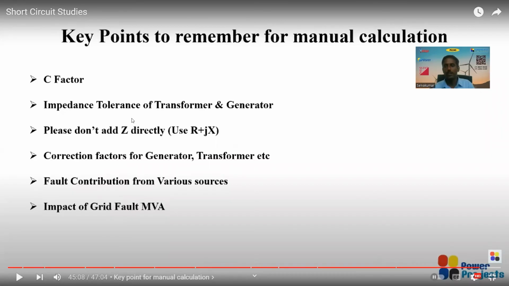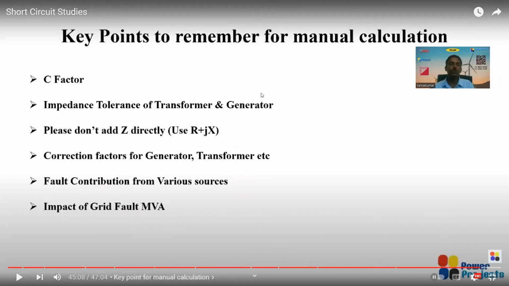You have to use negative tolerance for short circuit, and positive tolerance for all other studies. Ensure that you are using an impedance tolerance. Then for the generator, as per the standard, the tolerance is plus or minus 20% on X''d. Most manufacturers will commit to 15%. Ensure that you are using a tolerance for the transformer and generator while performing a short circuit study. If you miss the tolerance, when the actual impedance comes in the transformer, that may result in a worse short circuit current than what you have calculated.